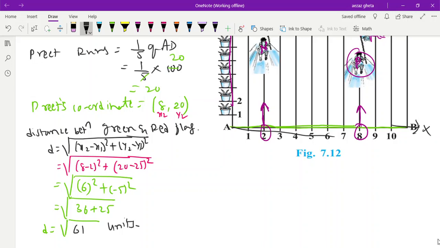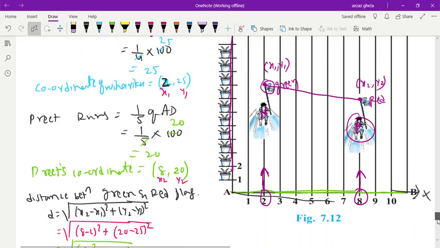If you read the question again, if you read the question completely, it is still there.